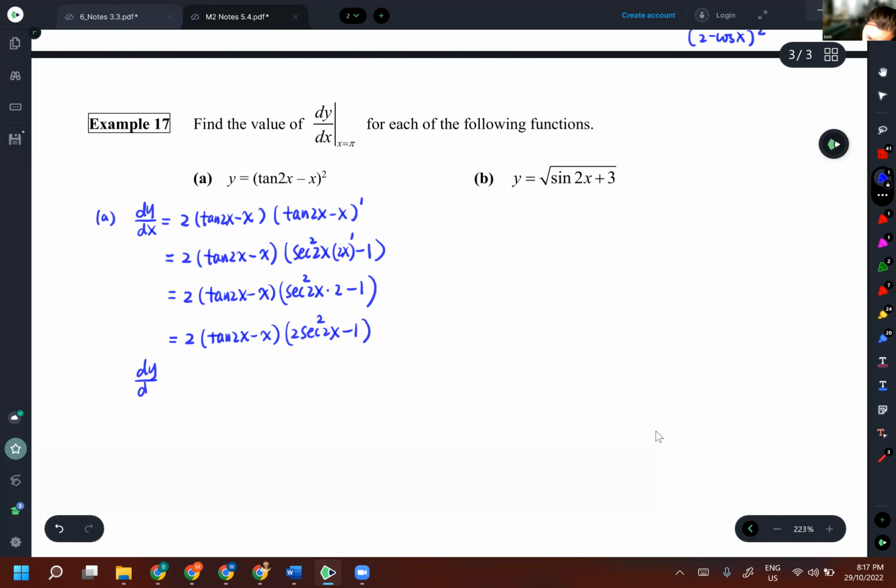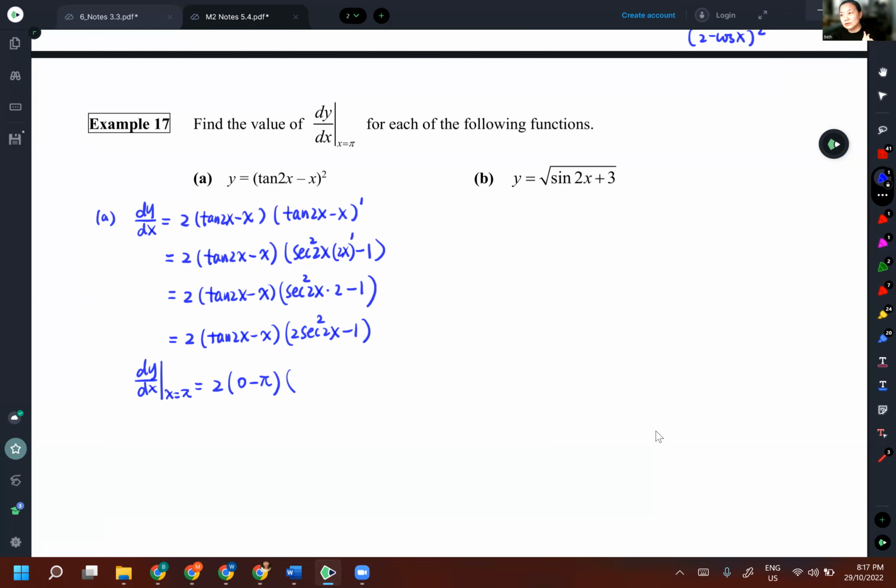And dy/dx at pi equals 2 times 0 minus pi, secant 2 pi squared. Secant 2 pi is 1. So 2 minus 1. Negative 2 pi.